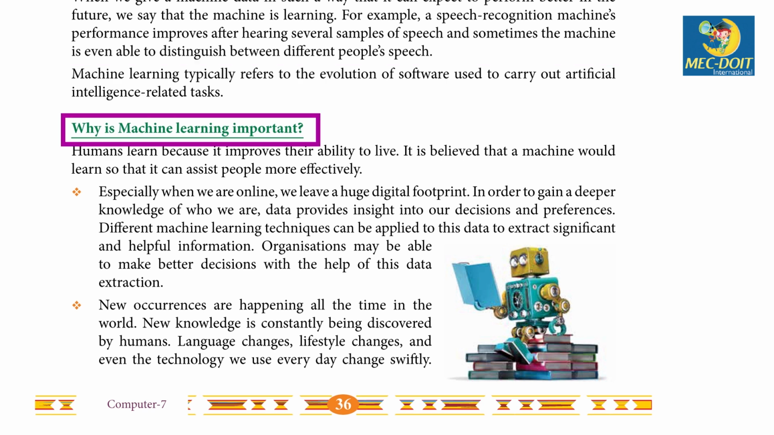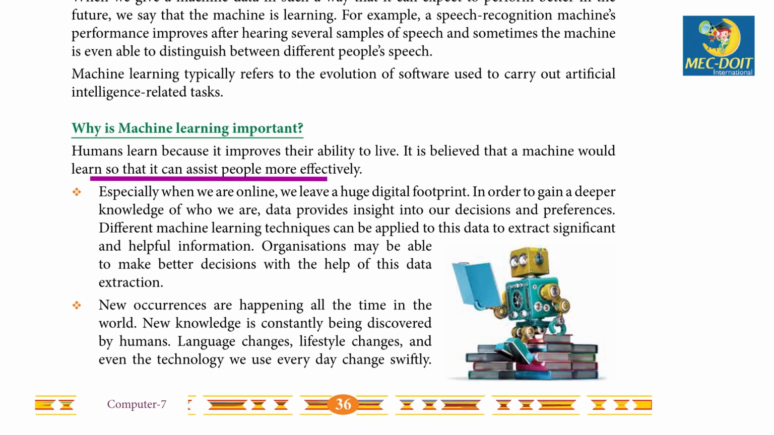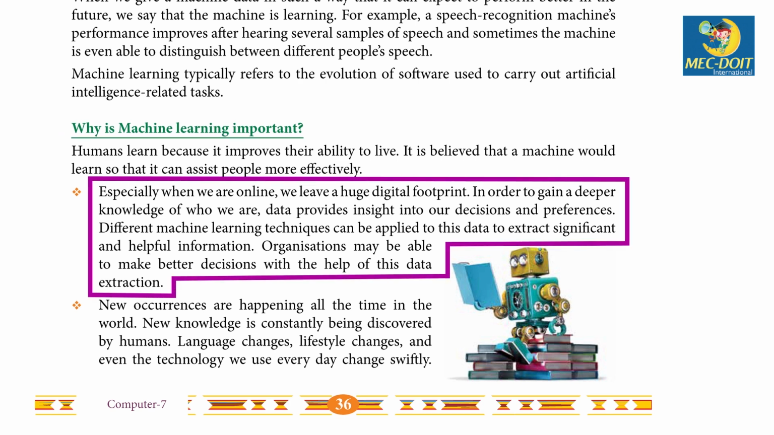Why is machine learning important? Humans learn because it improves their ability to live. It is believed that a machine would learn so that it can assist people more effectively. Especially when we are online, we leave a huge digital footprint. In order to gain a deeper knowledge of who we are, data provides insight into our decisions and preferences. Different machine learning techniques can be applied to this data to extract significant and helpful information. Organizations may be able to make better decisions with the help of this data extraction.